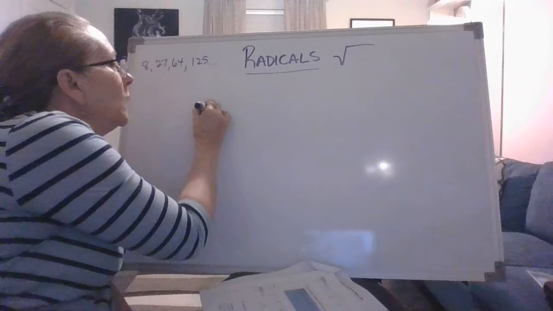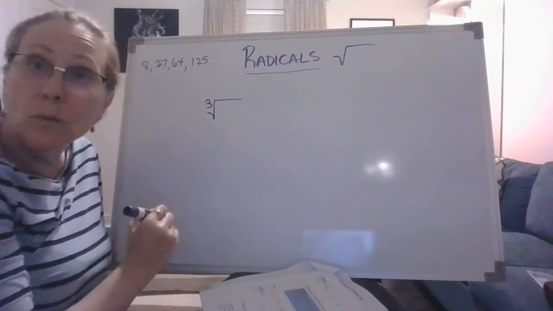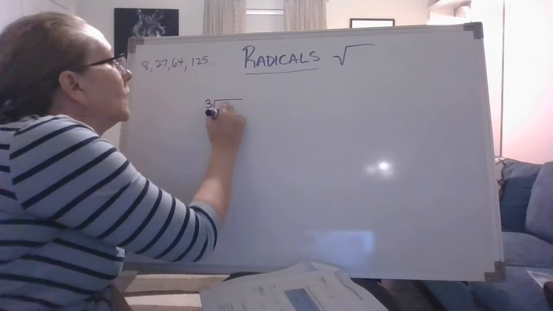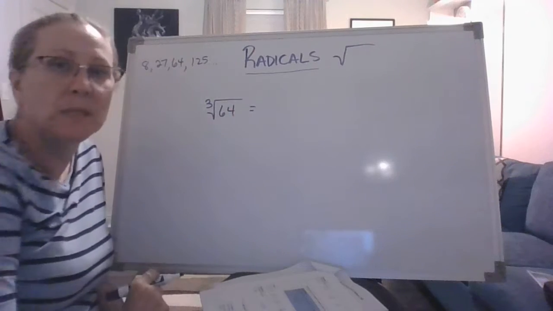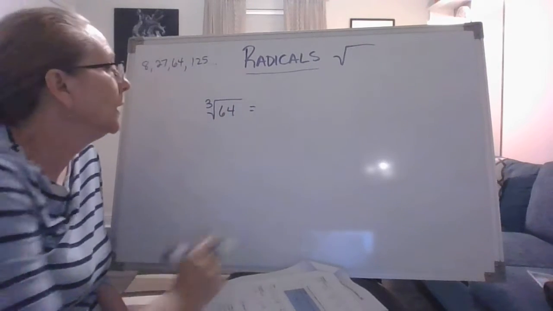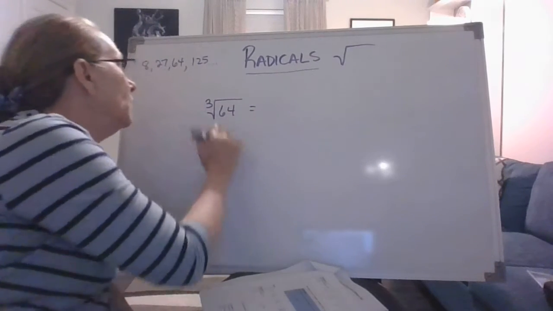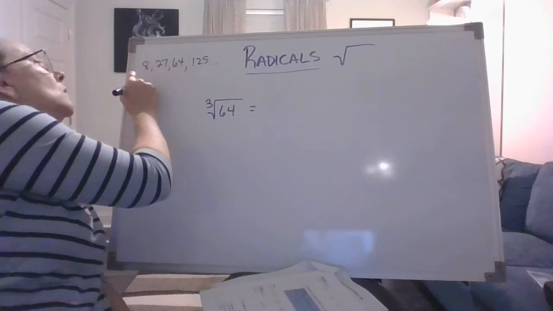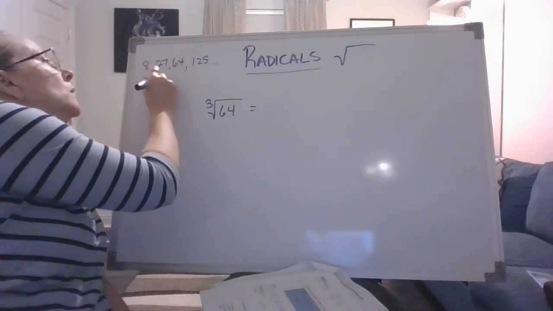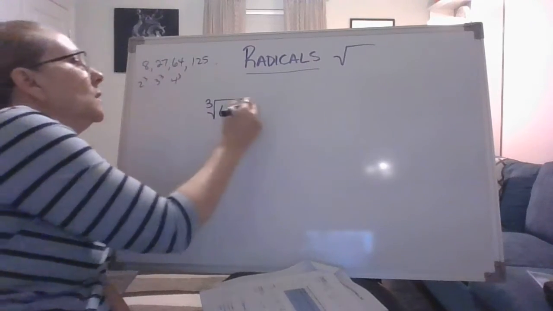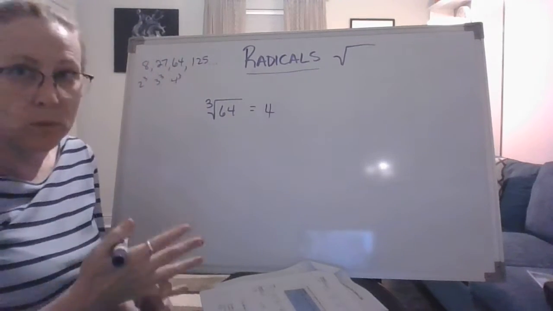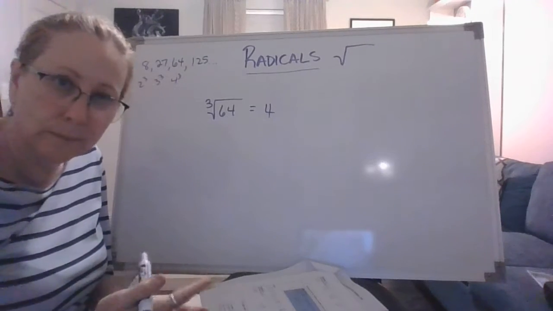So here's what a cube root looks like. If we want the cube root of 64, here, this is 2 cubed, 3 cubed, 4 cubed. So this would be 4, or 4 times 4 times 4.